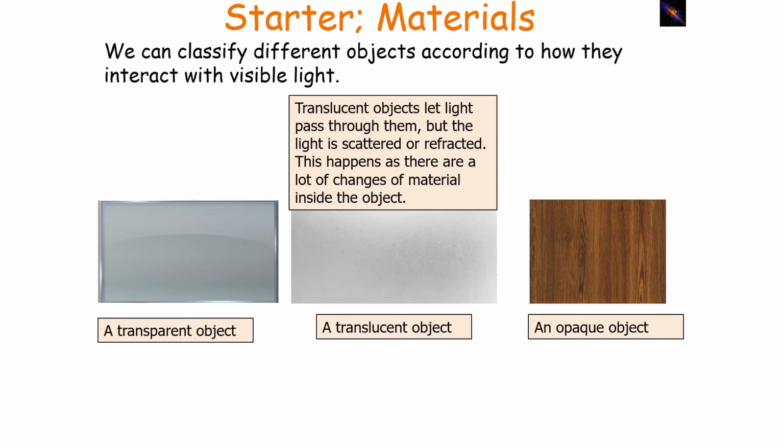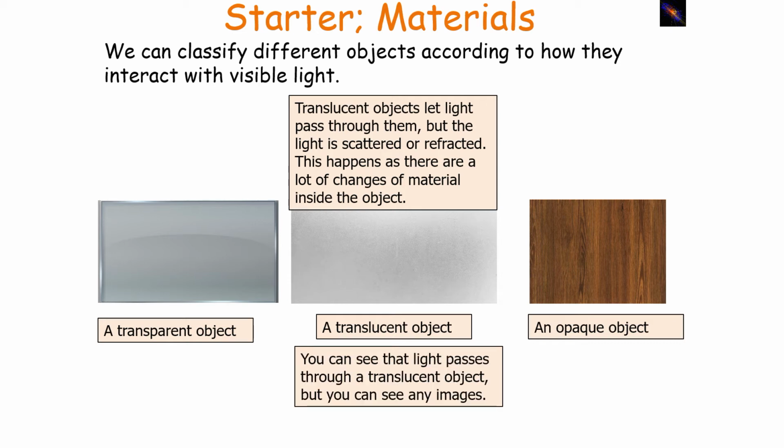A translucent object lets light pass through it, but the light is scattered or refracted. This happens as there are lots of changes of material inside the object. There are many internal boundaries inside a translucent object. An example of a translucent object is frosted glass. Light passes through a translucent object, but you can't see any images because it's been scattered and refracted.